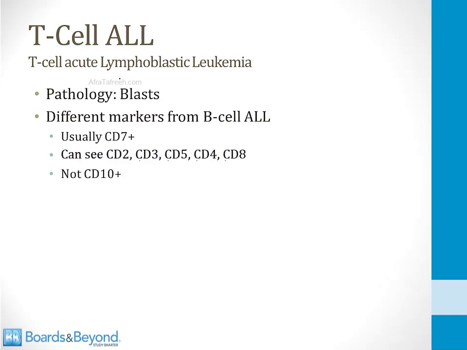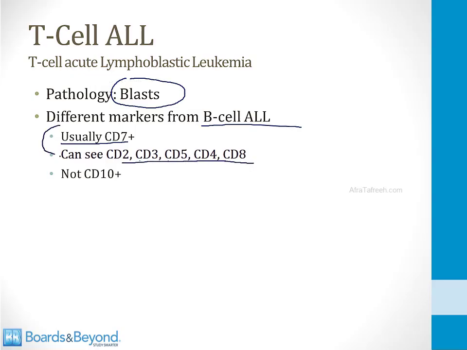Pathology specimens in T-cell ALL will show blasts. They're sometimes found in the peripheral blood, they can be found in the bone marrow, and they can be found in the mediastinal masses that occur in T-cell ALL. Importantly, however, the markers will be different from B-cell ALL. Usually the malignant cells in T-cell ALL are positive for CD7. You can also sometimes see cells that are positive for CD2, 3, 5, 4, or 8.